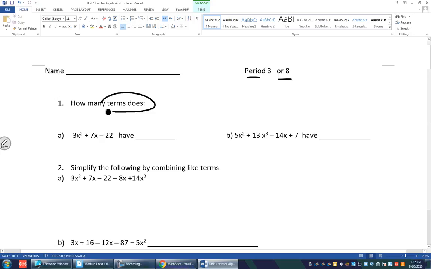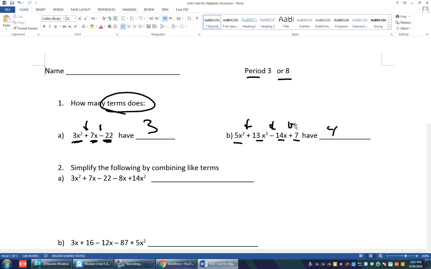How many terms does this have? Let me see. There's one term, two terms, three terms. They are separated by addition or subtraction signs. There are three of them. 1, 2, 3, 4. There are four. There's 1, 2, 3 addition or subtraction signs, so there's one more term. That makes four. Simplify the following by combining like terms.